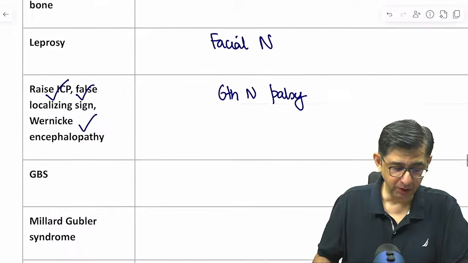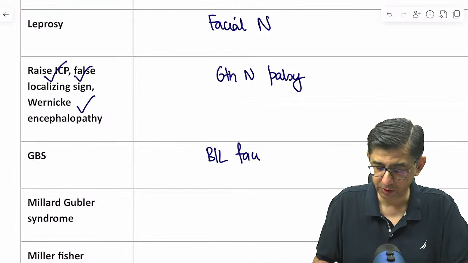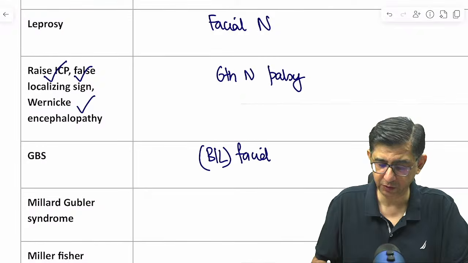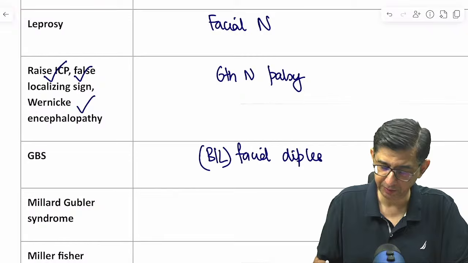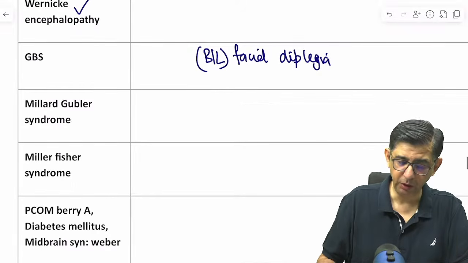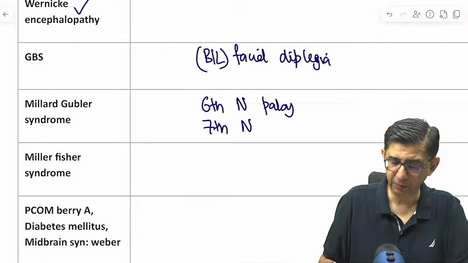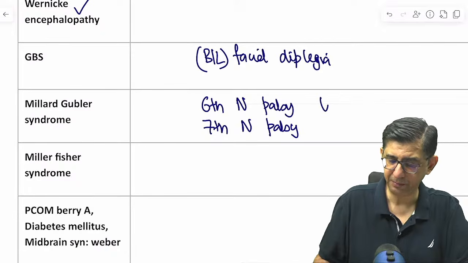Then Guillain-Barré syndrome also involves the facial nerve, but this time it is bilateral. Because it is bilateral facial nerve involvement, the word here would be facial diplegia. Then is Millard-Gubler syndrome. Millard-Gubler would have sixth nerve palsy as well as seventh nerve palsy, two of them together, but it is a lateral rectus palsy only.